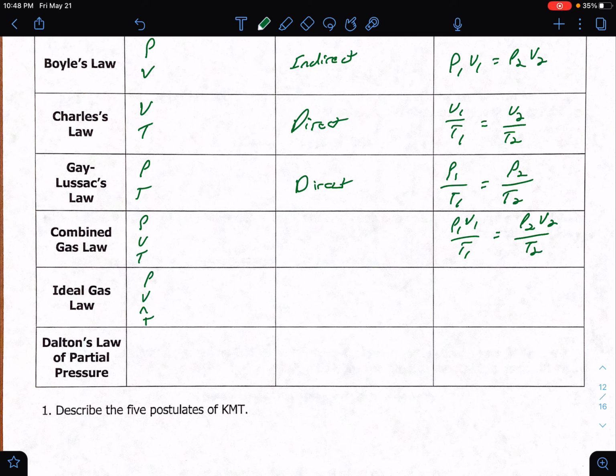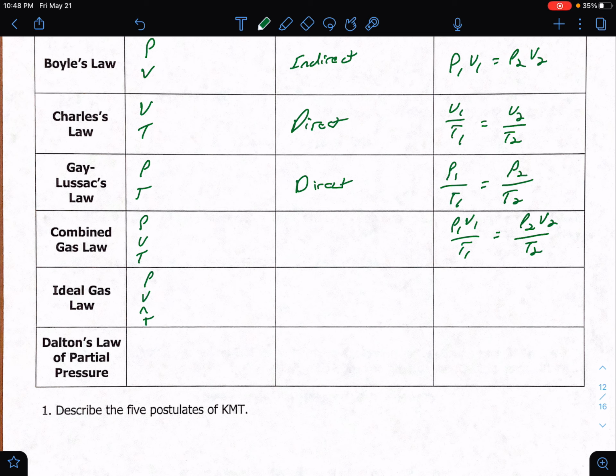Dalton's law of partial pressure. All this basically means is that individual pressures add up to the total. So pretty simple. Pressure 1 plus pressure 2 plus pressure 3, etc., equals your total pressure.